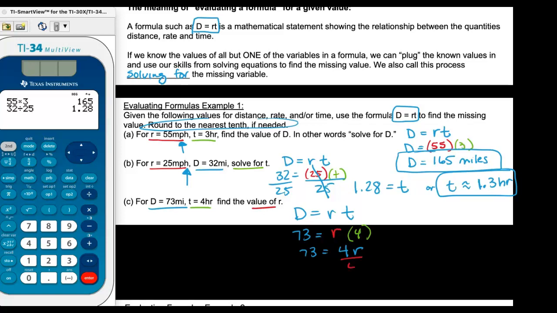And so I'm going to divide both sides by 4 because that undoes the multiplication of 4. And so my answer is just going to be 73 divided by 4, and I end up getting 18.25. And so that is my rate. Since I'm asked to round to the nearest tenth, I'll say the rate is approximately 18.3. And I'm going to say miles per hour since we were given miles and hours. So miles per hour.